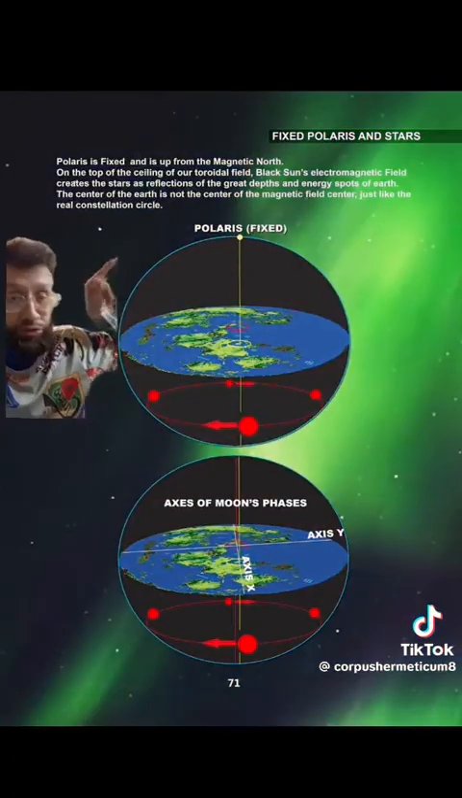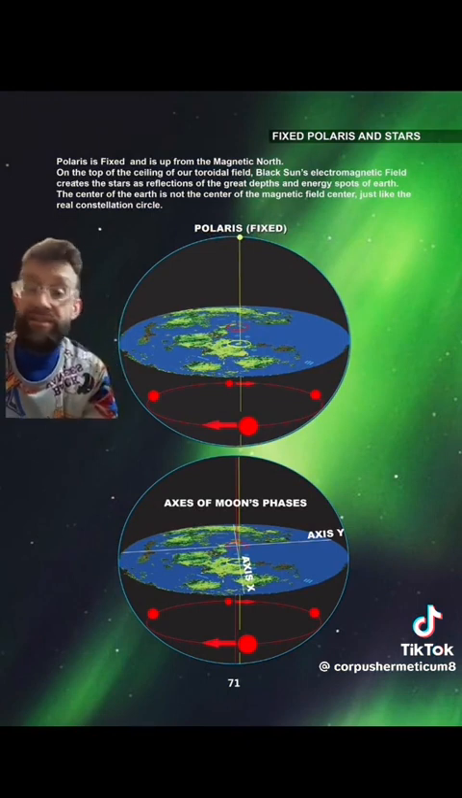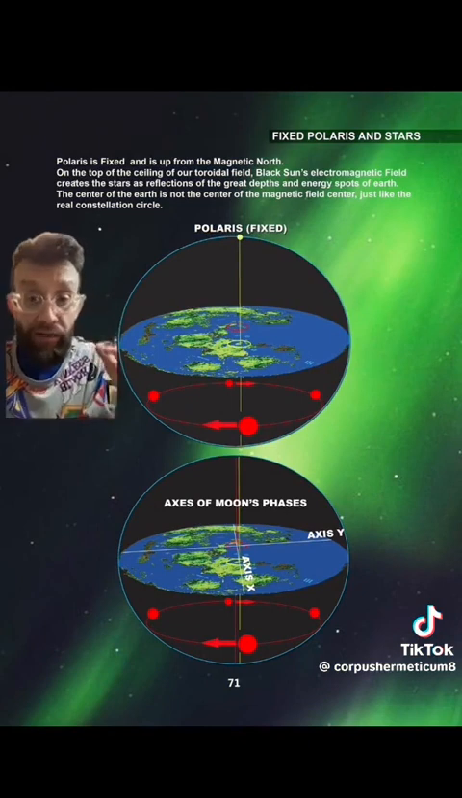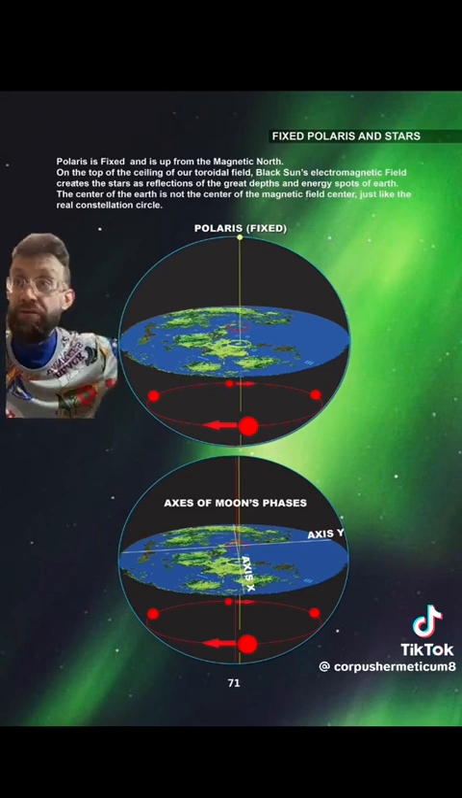The North Pole star is called Polaris, okay? Polaris is the pole star. It's the very center, just up on the top of the firmament. Polaris is fixed, okay? It does not move. It stays there, and it's been there for millions of years, since the beginning of creation, okay? And it's up from the magnetic north, from the center of the Earth.